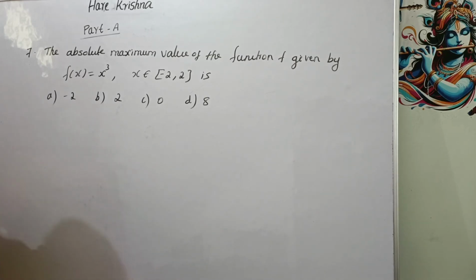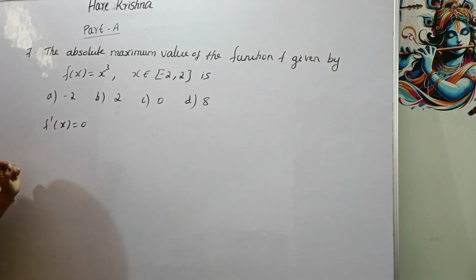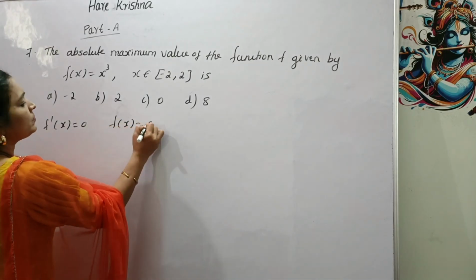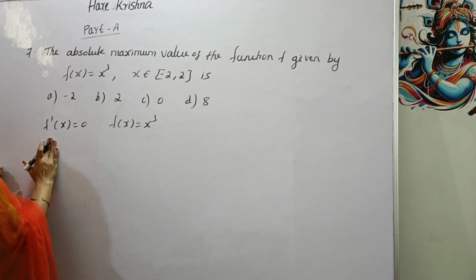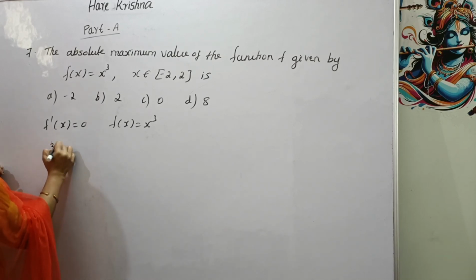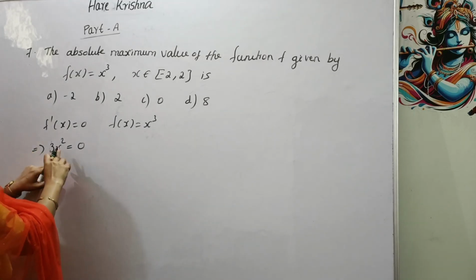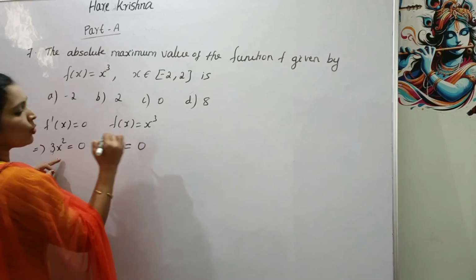Okay, so for critical points, how to find critical points? That is, f dash of x is equal to 0. Take f dash of x is equal to 0. F of x is equal to x cube, right? Then what is f dash of x? That is 3x square is equal to 0, right? F dash of x is equal to 0 implies 3x square is equal to 0. 3x square is equal to 0 implies x is equal to 0.